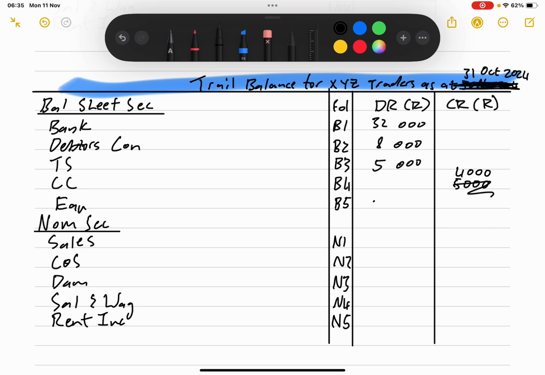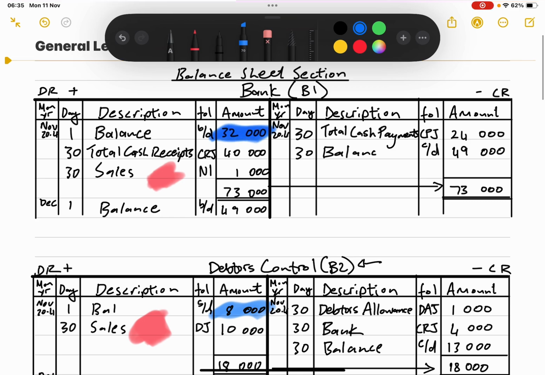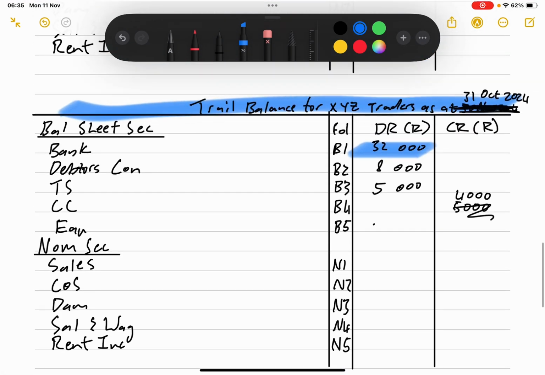If they give you a trial balance to get balances from, you take your 32,000 over here and copy and paste it in your bank T account, if they ask for your bank T account. If they don't ask for your bank T account, you're not going to need your bank balance specifically for a T account. You might need it for a different transaction. They might say, for example, bank at the beginning of the month, and with this trial balance you can see that your bank at the beginning of November is 32,000.